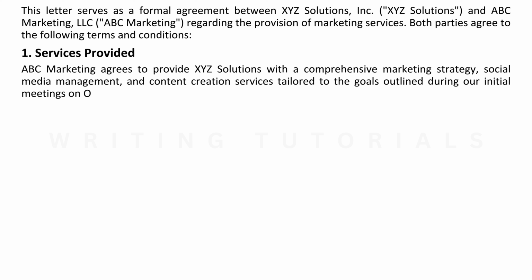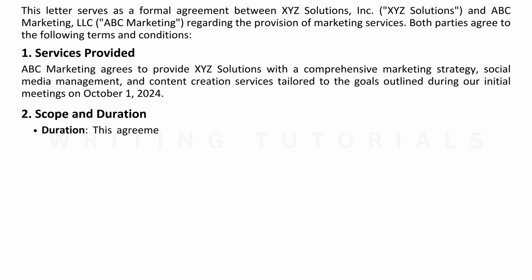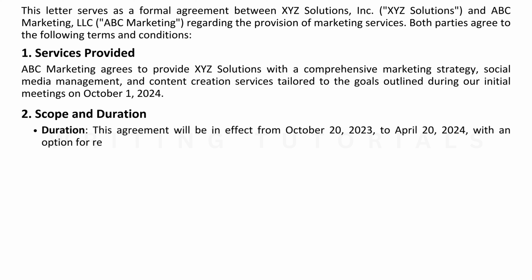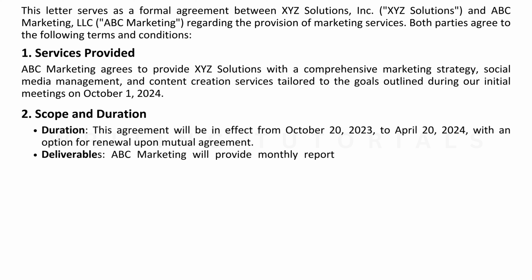Next, we have scope and duration. This covers how long the agreement lasts and what each side is expected to provide. Here, you can be precise by listing the time frame, like from October 20th, 2024 to April 20th, 2024, and note that there's an option for renewal. You could also add deliverables, such as monthly reports and weekly updates. Having a time frame and specific tasks sets the expectations clearly, which helps avoid confusion later.